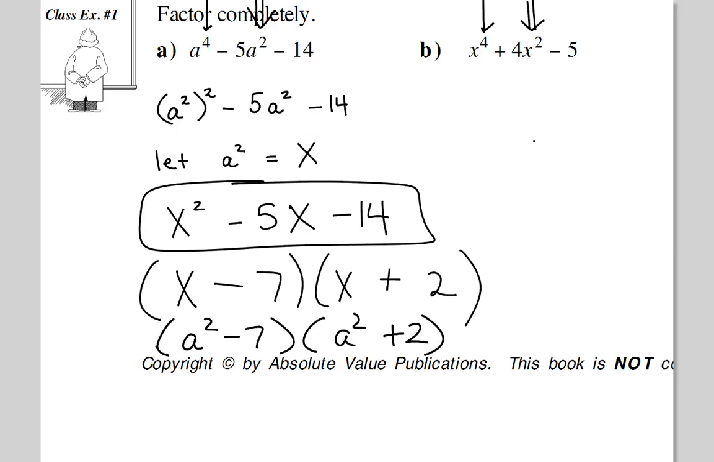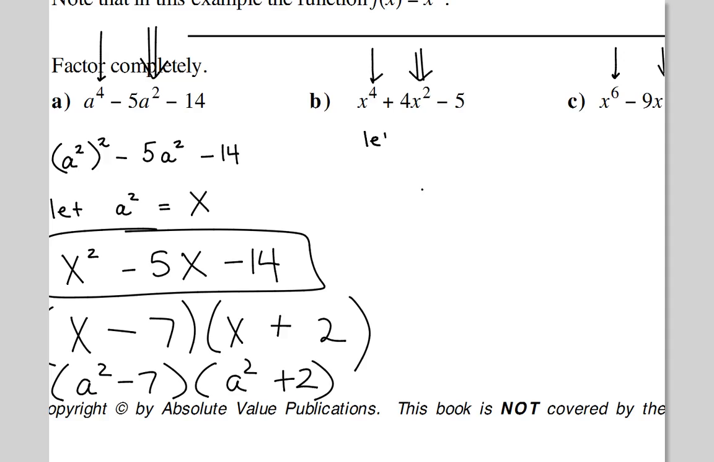And then just double check these two factors. Could I keep going on these ones? You know, if that 7 was a perfect square, could I keep going on that term? Yeah, because then I'd have a difference of squares in there. Okay, so it's just the same stuff, but with a substitution at the beginning. Okay, so let's take a look at this next one.